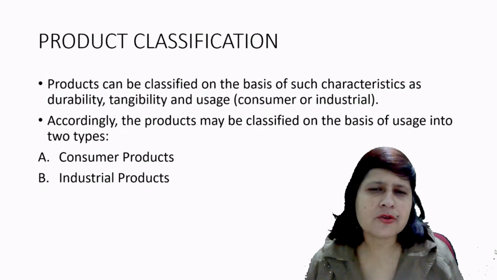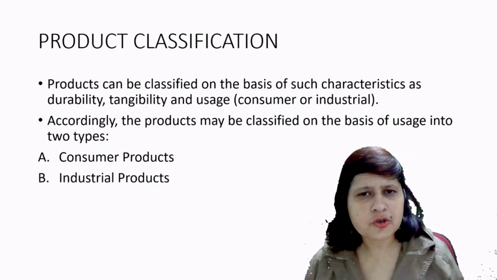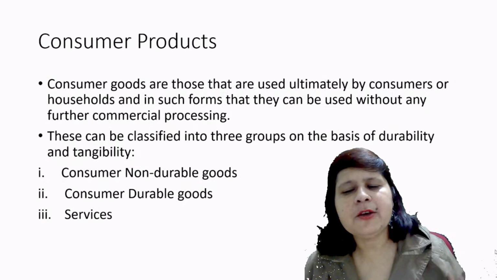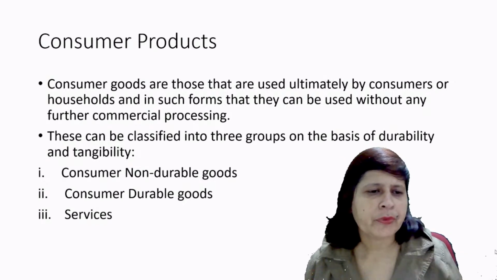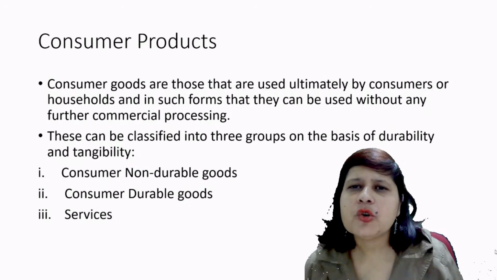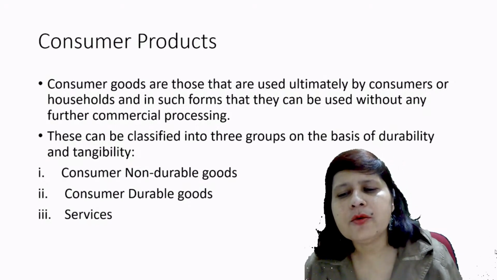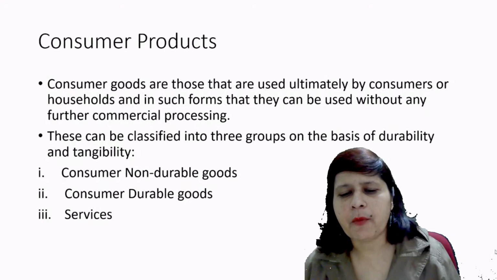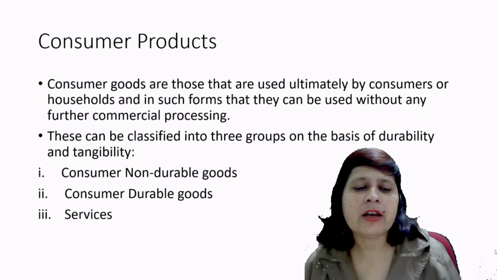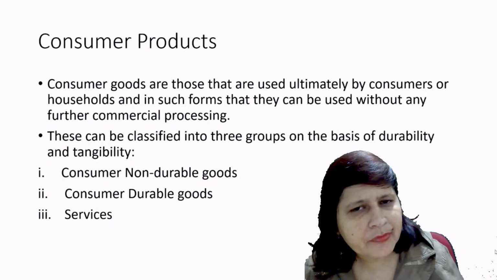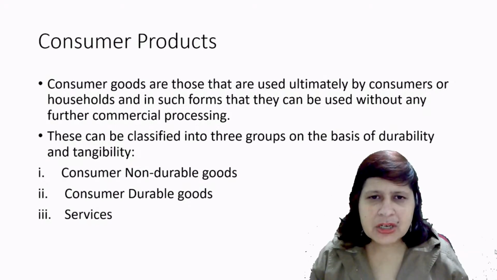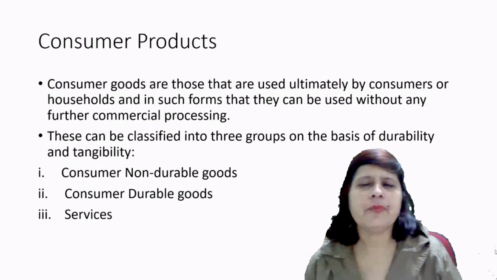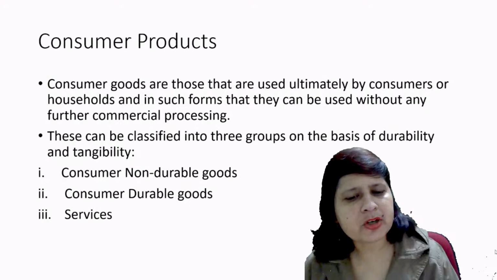Consumer products are those which are ultimately used by the consumer. That is what I've written here. Consumer goods are those that are used ultimately by the consumers or households, and in such form that they can be used without any further commercial processing. That is, those products which are consumed by the users or the households, right? And in such form they can be used without any further commercial processing.